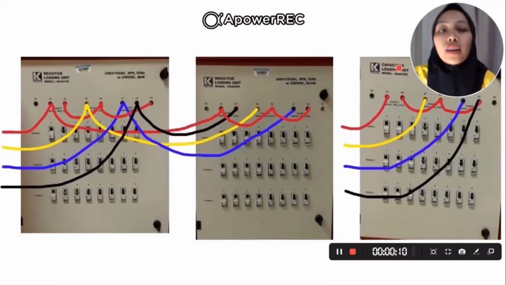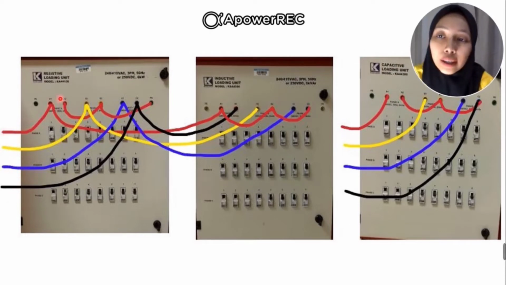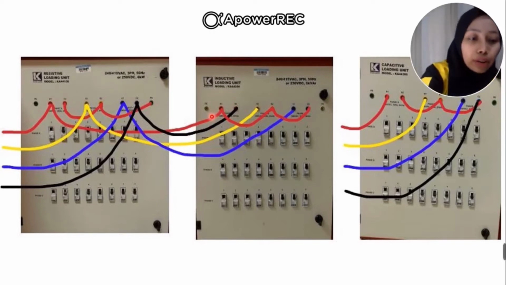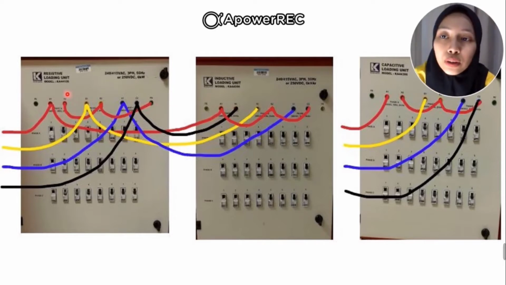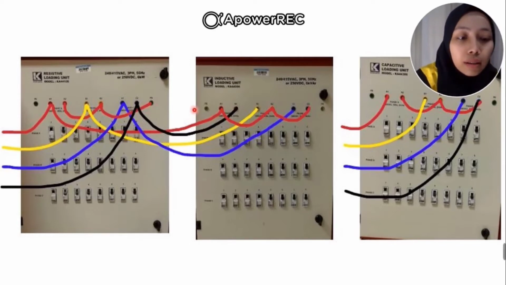So we can measure the power factor. These are the loads that we use, which are the resistive loading unit, the inductive loading unit, and the capacitive loading unit. There are 4 lines, which are R, S, T, and N. For the R line, we connect it here to the resistive loading unit and connect it to A1 in the inductive loading unit. For the A2 in the resistive loading unit, we connect to B2, and from B2 we connect to C2. Next, the S line connects to B1 of the resistive loading unit and to B1 of the inductive loading unit.